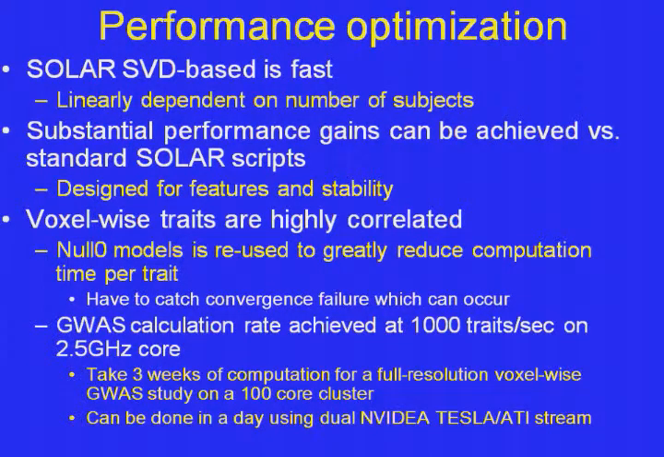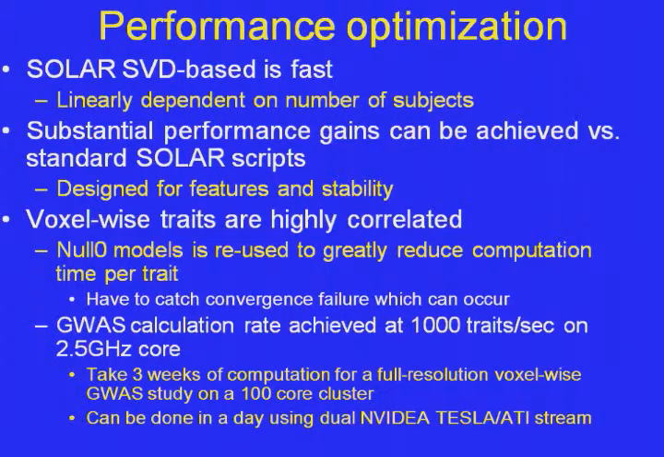But we know that voxel-wise traits are already highly autocorrelated. So, for example, null models can be reused from voxel to voxel, and that can be used to greatly reduce computational time. Except you sometimes have to catch the convergence failures, which can occur because a voxel in the ventricle can have a different null model than a voxel in the nearby white matter.